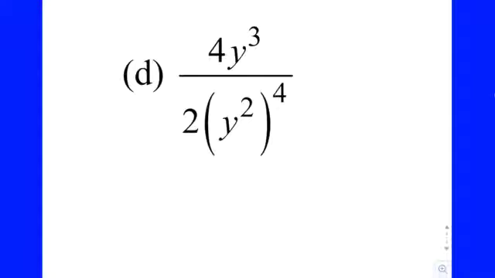All right, on this one, how many terms do you see? Terms are separated by pluses or minuses. I don't see any plus or minus signs. So that right there is one term. If I had like plus 2, now there'd be a second term, right? So there's only one term, but it has 4 factors or factor groups. The 4, the y cubed, the 2, and then this little dude here. All right, so there's 4 factor groups.